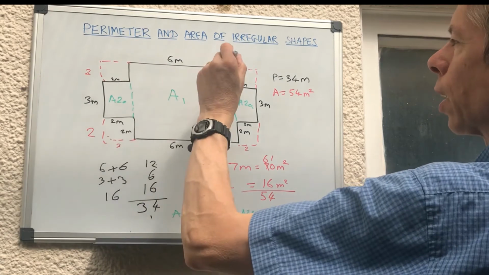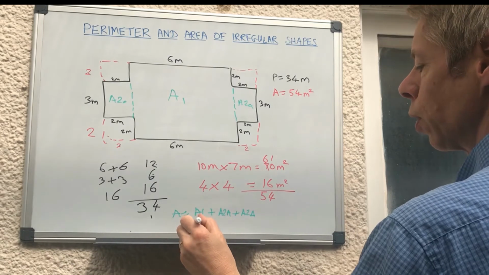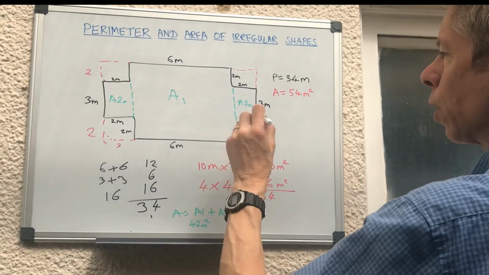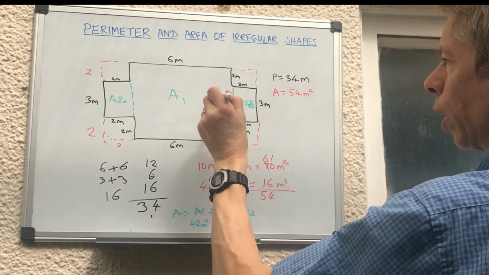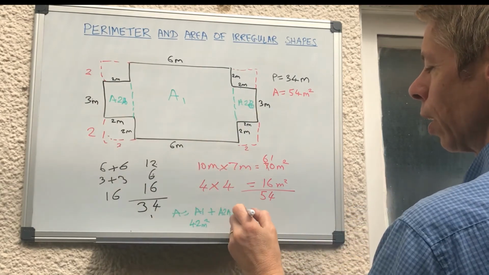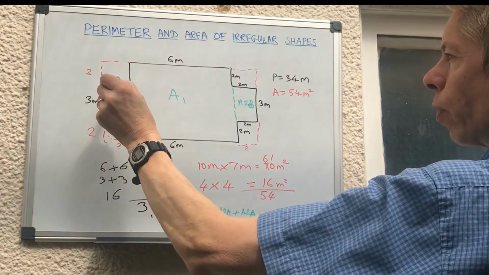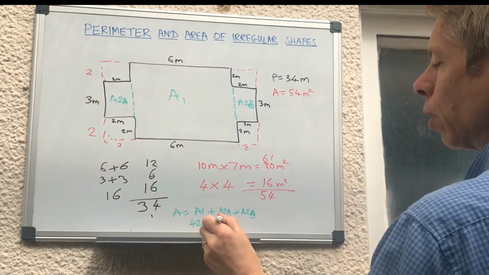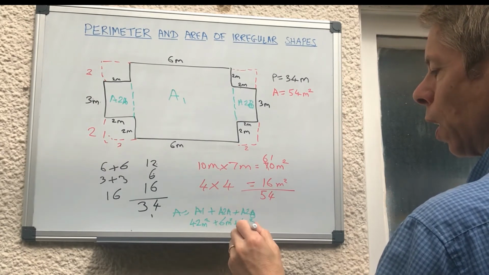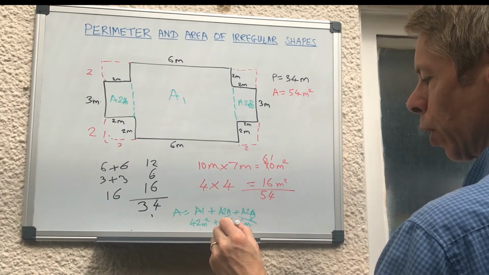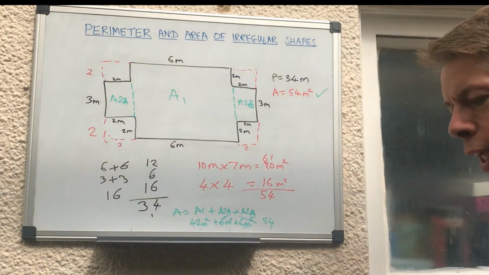So area 1 is 6 times 7. So area 1 is 42 meters squared. Area 2A, actually one of them should have been B, so that's A, that's B. Okay, so they're both the same. That's why they're area 2. So 3 times 2, so plus 6 meters squared, plus 6 meters squared. I'd probably add those two up to make 12. So 42 plus 12 is 54. So the area is still 54 meters squared, which is excellent.